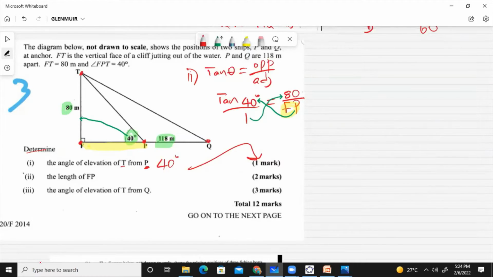Let us write down this. We're talking about FP times tangent of 40 degrees. And this is equal to 1 times 80. We're not done.